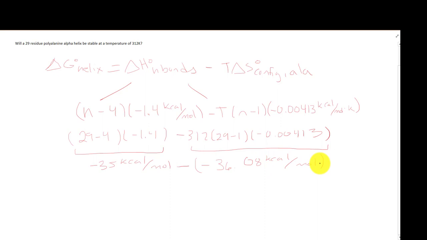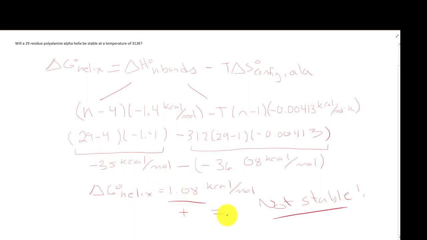If we combine these two, negative 35 plus 36.08, we end up with a delta G for a helix of 1.08 kcals per mole. Is that going to be a stable helix? Not stable. How do I know? Because this is a positive number. Positive means not stable. If it was negative, this would be a stable helix.